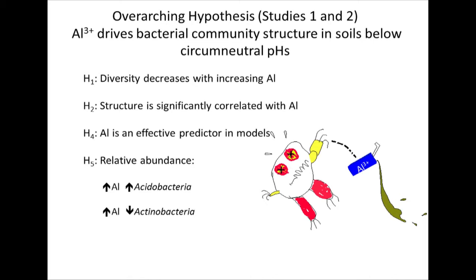And then there's a whole suite of different hypotheses that we could make looking at effects on taxa abundance. I'm not going to go through this list. It would be exhaustive. But basically, with increasing aluminum, you expect to see increasing numbers of acidobacteria or decreasing numbers of actinobacteria.